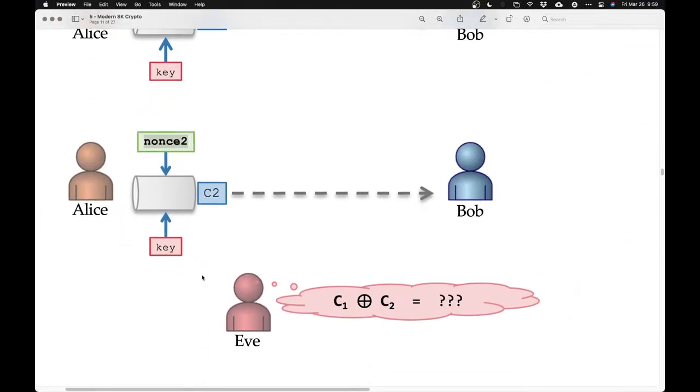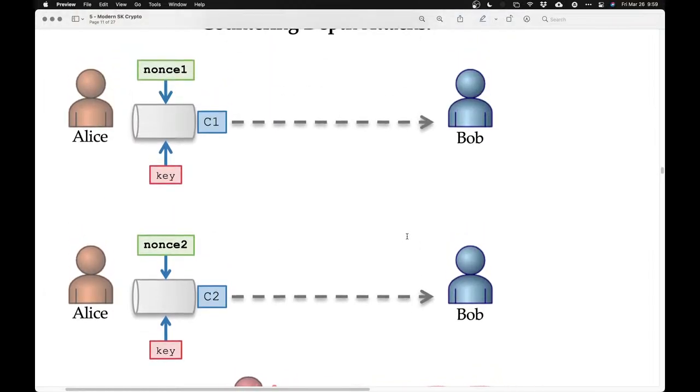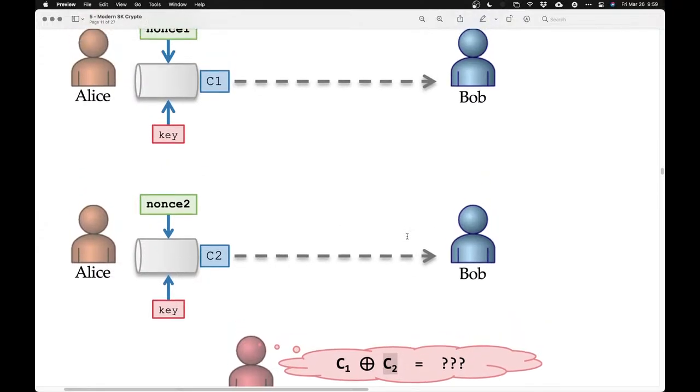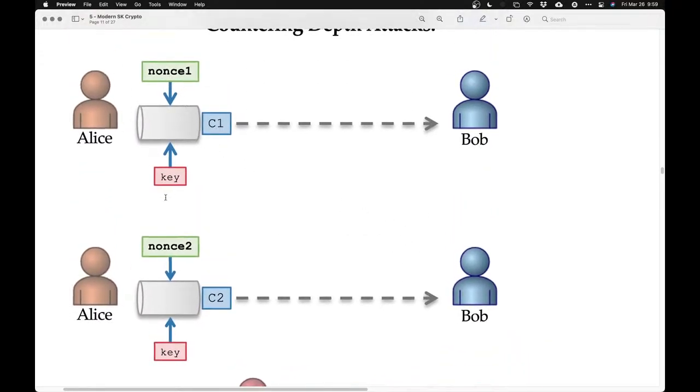What about Eve? Eve is now in trouble, because exclusive ORing C1 and C2 no longer gives you P1 and P2, because C1 and C2 aren't just the plain text and the key anymore. It's the plain text, the key, and a random nonce each single time. And knowing the nonce does not help Eve at all, because the ciphertext has information of all these three things combined.